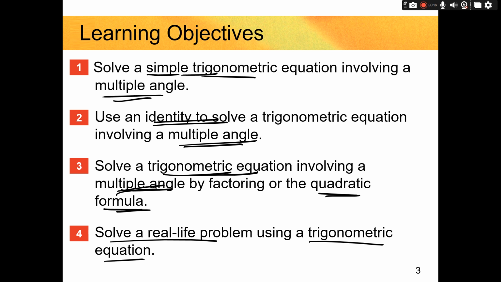Number one, we're going to solve just simple trigonometric equations. The next is identify how to solve trigonometric equations. Then we have the quadratic formula on our hands, and then we got a real life problem. You don't need to write those down, just think in your mind. So basic ones, sometimes when you need to use the identity, sometimes when you need to use the quadratic formula, and then just do an application question.